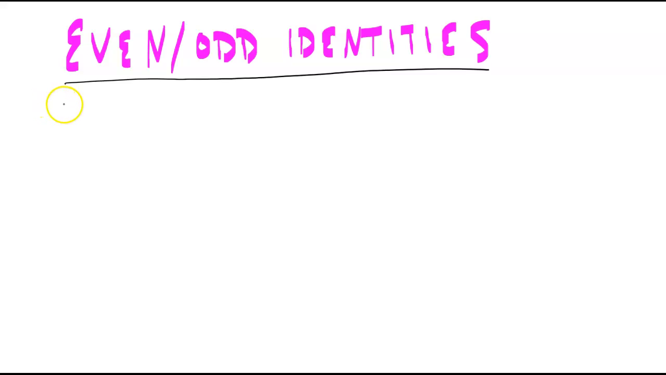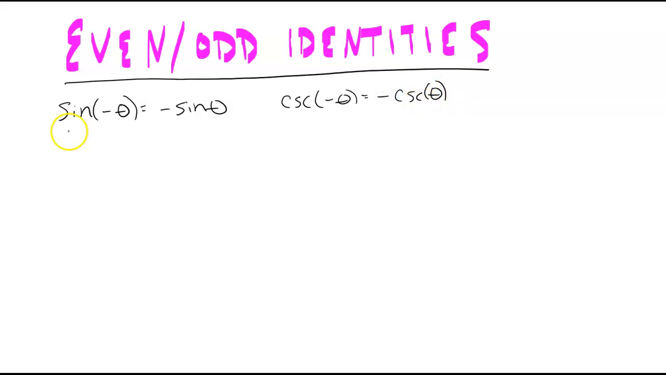The first one I'm going to write is the sine of a negative theta is equal to negative sine of theta. And if this is true, then the reciprocal is true, so the cosecant of negative theta turns into negative cosecant of theta. Let's go with tangent. Tangent of negative theta is equal to negative tangent of theta. And the same thing would be true about the cotangent.